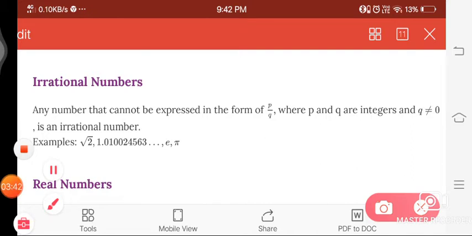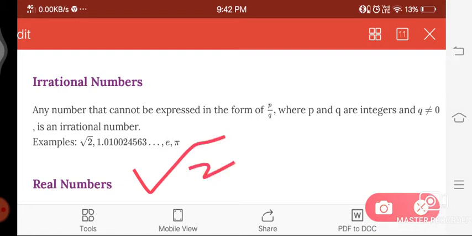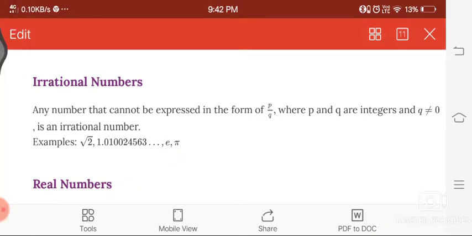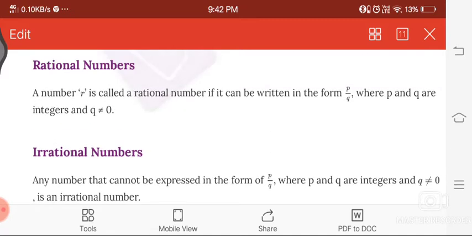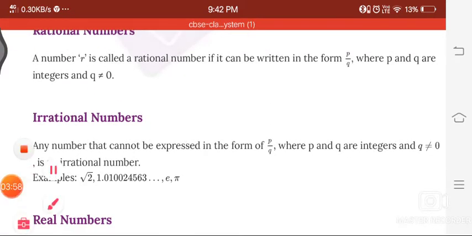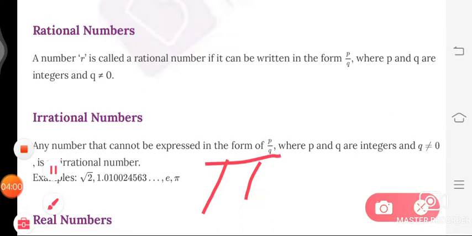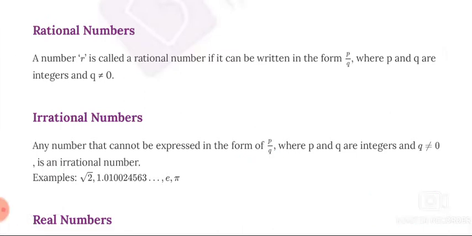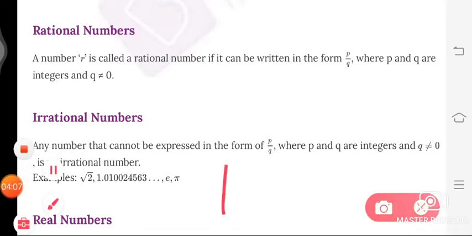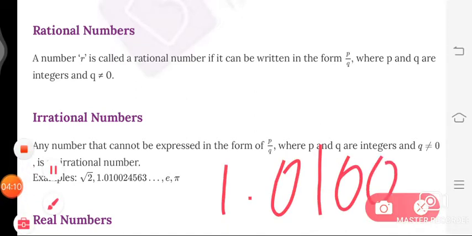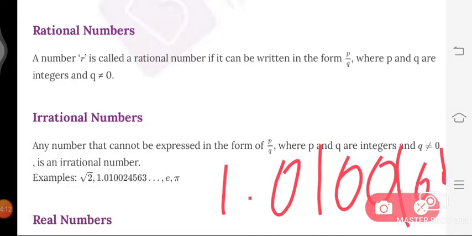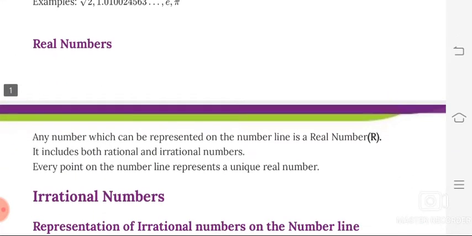Where we are on the irrational numbers. So I gave the example of irrational number, which is under root 2, and another example of irrational number is pi. Another example is 1.010010001 and so on.